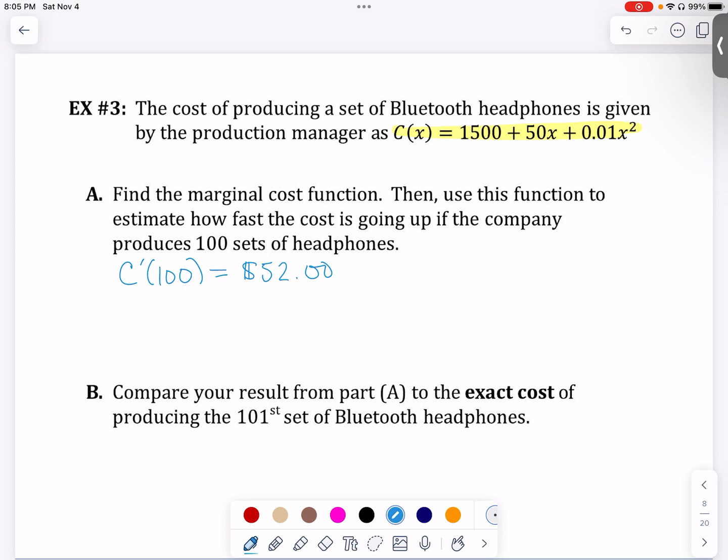But let's compare it to the exact cost. So the exact cost would be saying, what's C of 101 minus C of 100? Okay, use a calculator, figure it out. Okay, so you should notice it was $52.01 for that 101st set of headphones. So that C prime of 100 was a pretty good approximation.